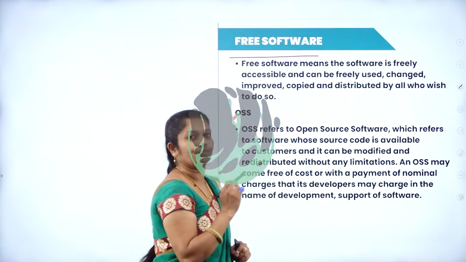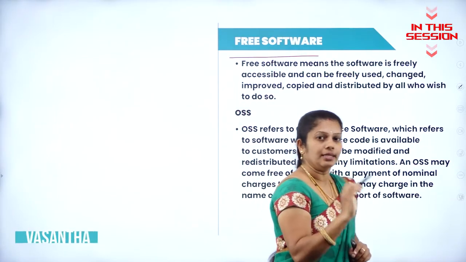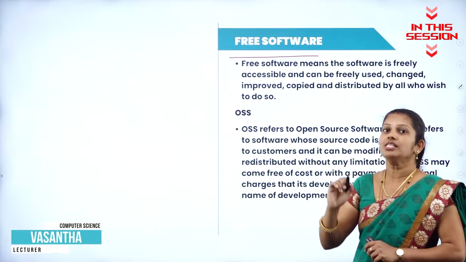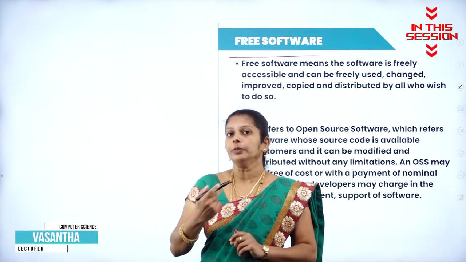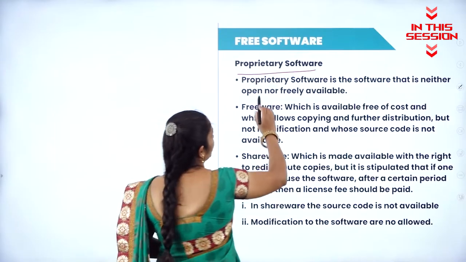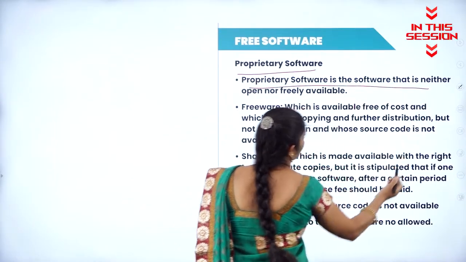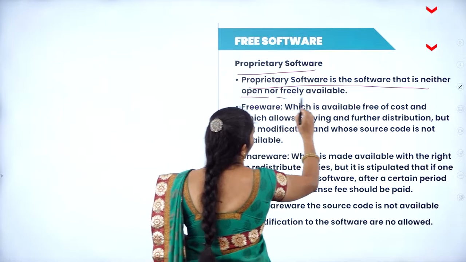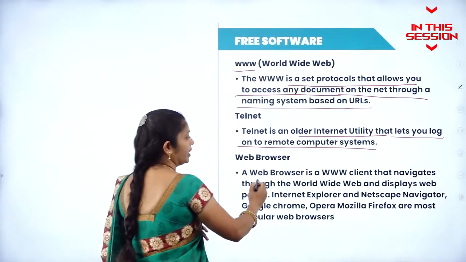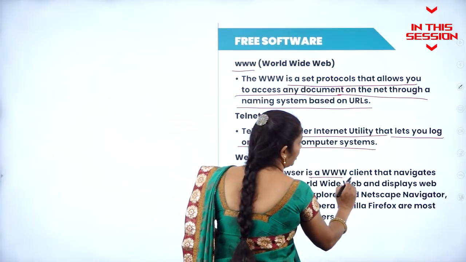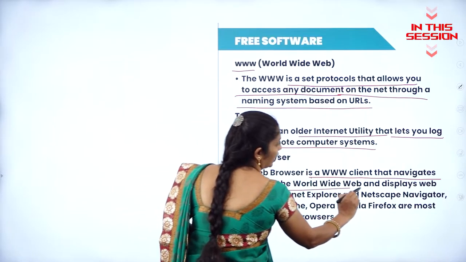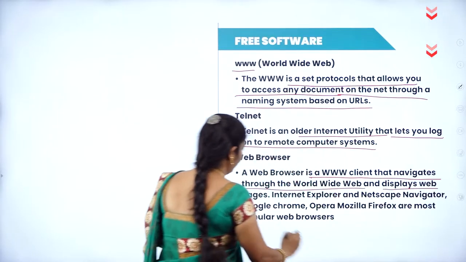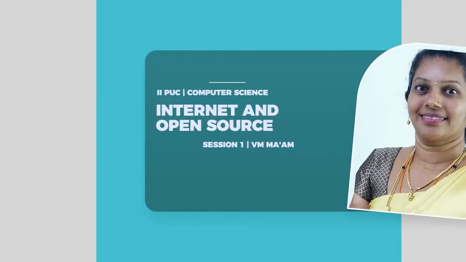What exactly will this free software tell you? The name itself says free software. That means free of cost, we are able to get that software. Proprietary software is a software that is neither open nor freely available, whereas a web browser is a WWW client that navigates through the World Wide Web and displays web pages.